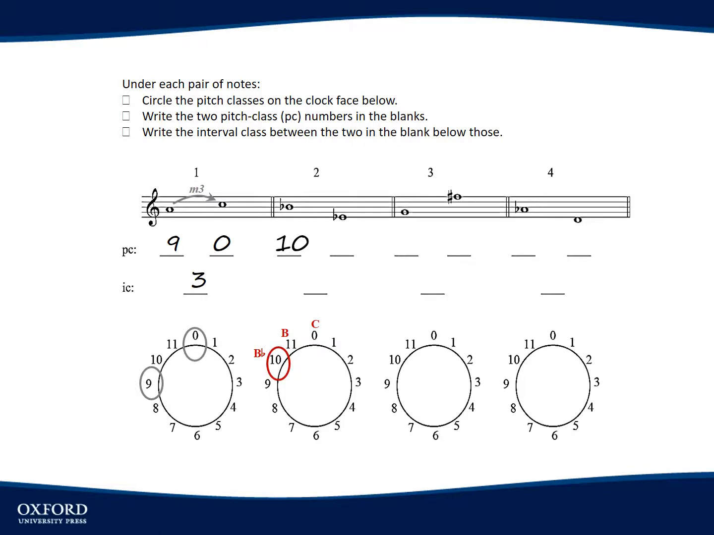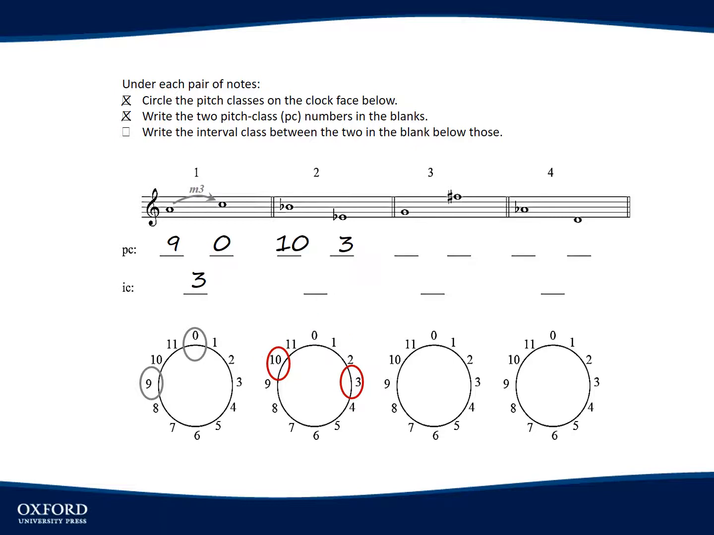The second pitch is E flat, and we can easily count up to that from C to C sharp or D flat, D, and then to E flat. Our answer is pitch class 3, which we circle and then write in the blank. We've now completed the first two steps.